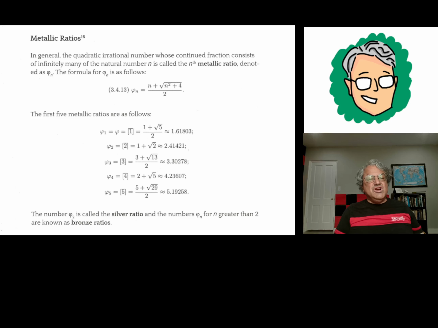So they have interesting properties, just like the golden ratio. But the golden ratio is the simplest one, and it's the most useful one. And I guess it deserves its title, the golden ratio. Gold is the most precious of all these metals. So anyway, that concludes my video for today on metallic ratios.